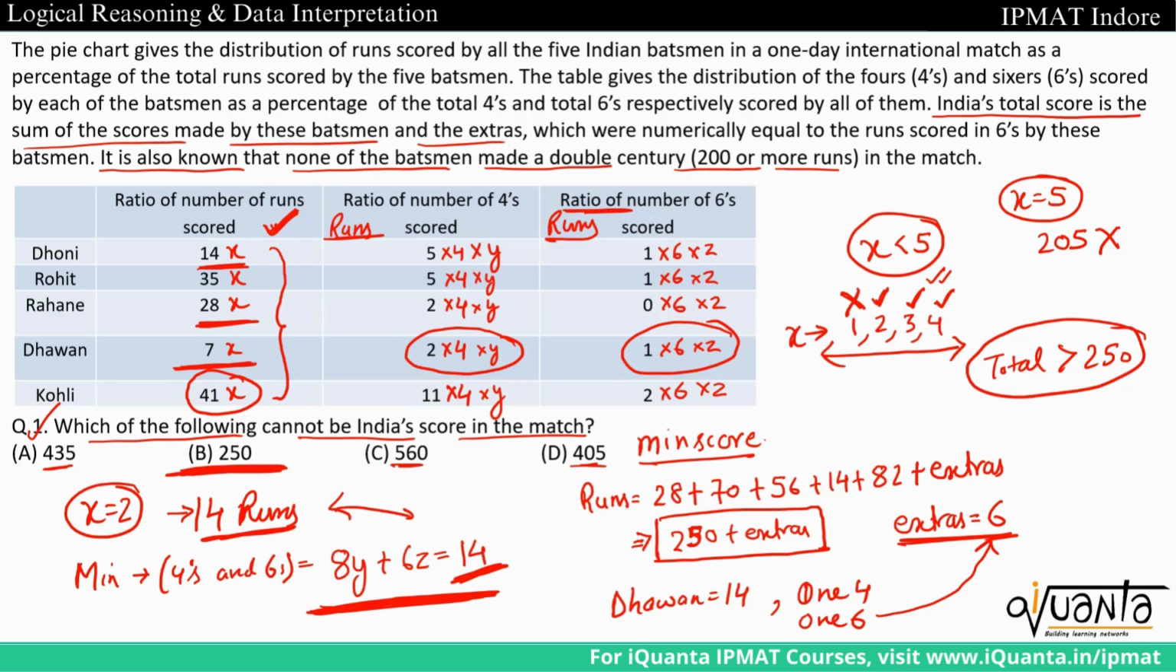So I hope you understood this. We just calculated the minimum possible number of runs, which was equal to 250 plus extras. And while calculating the extras, we can easily find out that the number of sixes will definitely be greater than 1. So the extras will also be greater than 0. So the minimum value of runs scored will be greater than 250. Hence from the options we can say that 250 cannot be the score of India in the match.